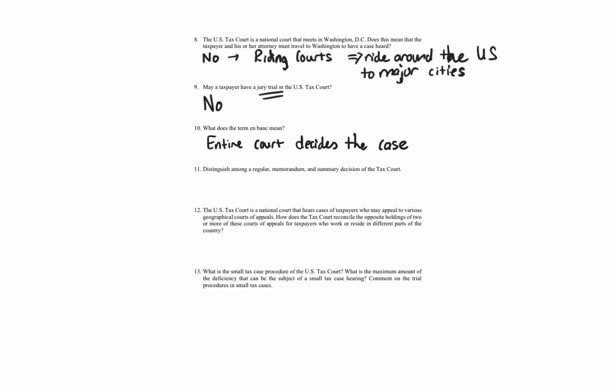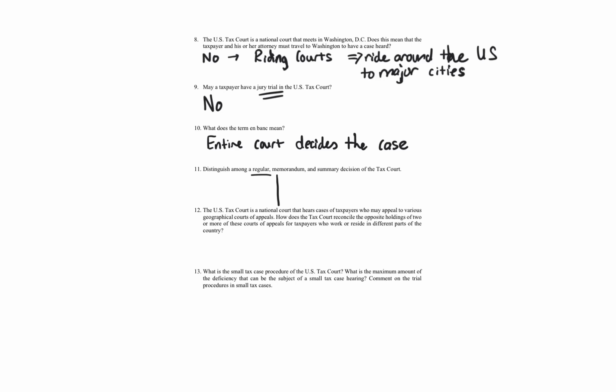Question 11. Distinguish among regular, memorandum, and summary decisions of the tax court. So let's first start by regular. I'm going to do that in black. Let's break these out into little sections. I'll put a little line here, and then we'll do memorandum next, and then summary decision in different colors.